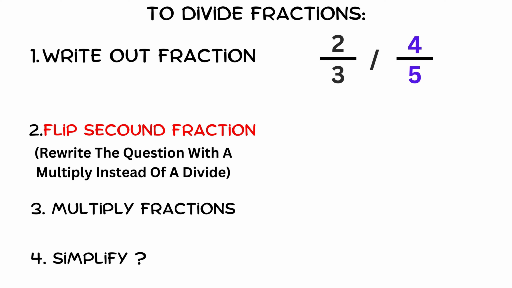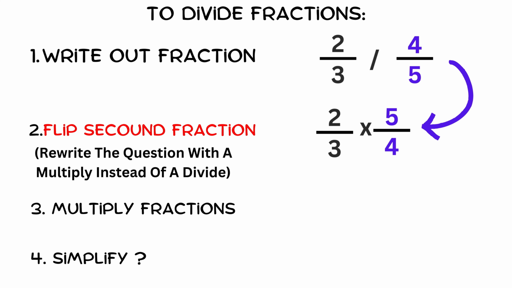In this one, we're dividing 2/3 by 4/5, so we flip the 4/5 upside down to make it 5 over 4, and then change the divide to a multiply, so that we can multiply them like normal. 2 times 5 is 10 and 3 times 4 is 12, so we have 10 over 12, which we can simplify by dividing top and bottom by 2 to get 5 over 6.